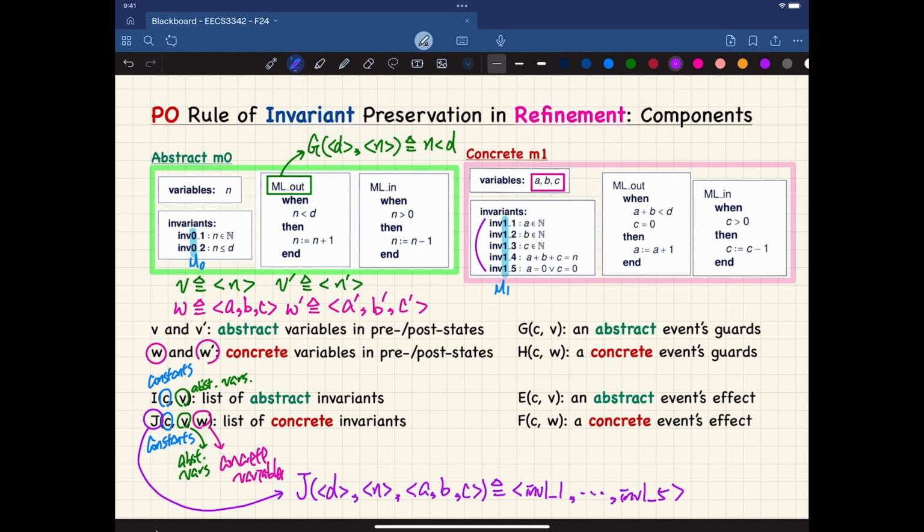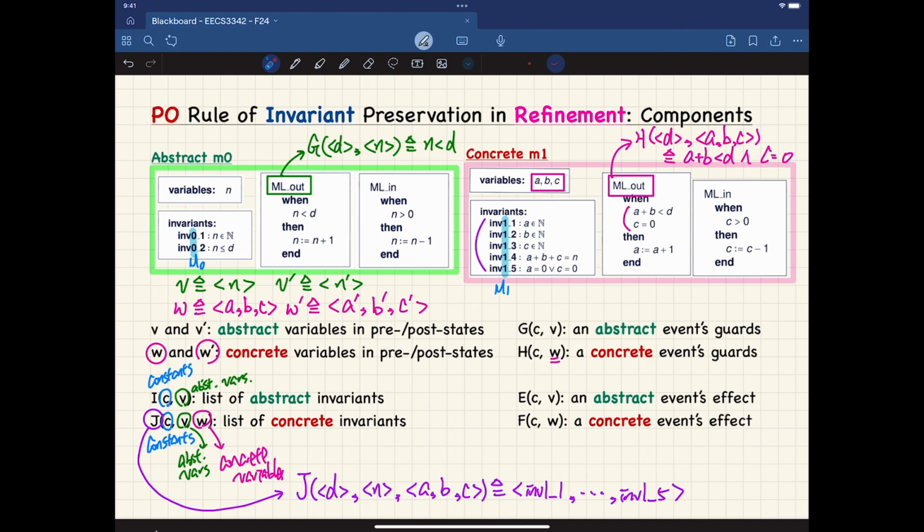So now if I go to over here, let's say for ML out correspondingly. So what about the H? So we got constant d you can refer to. Also we got the concrete variables. You can see W here, A, B, and C. By definition, for this case, it will be this one here. A plus B less than D, and C equals 0. That's the concrete guard. And you can do the same for abstract guard for this event here, or the concrete guard for this event here. I'll leave that to you.